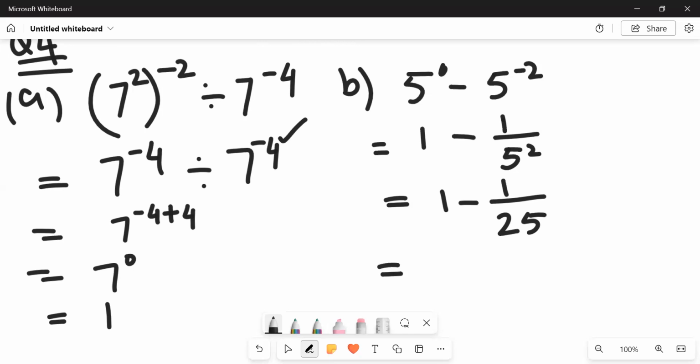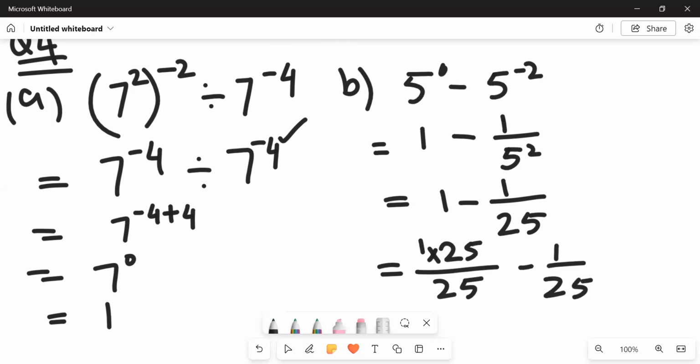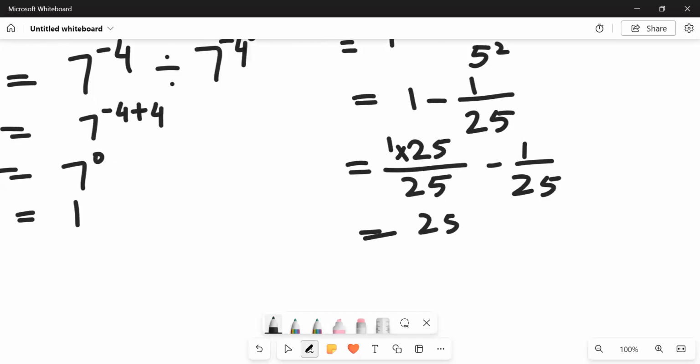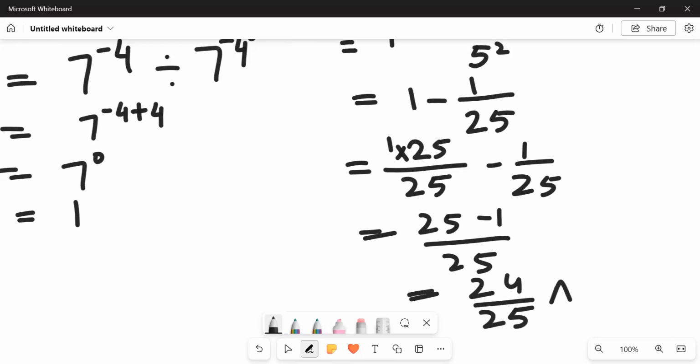Now we can do this by multiplying by 25. Here we will multiply by 25 and 25, and this one is already 25. So it will be 25 minus 1 over 25. And it will be 24 over 25. This is the answer.